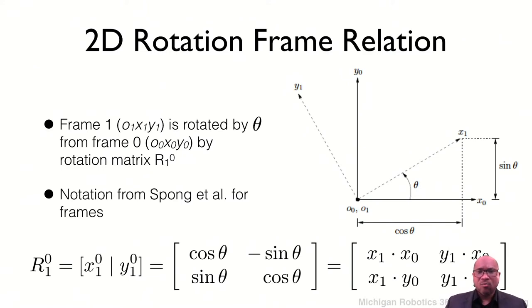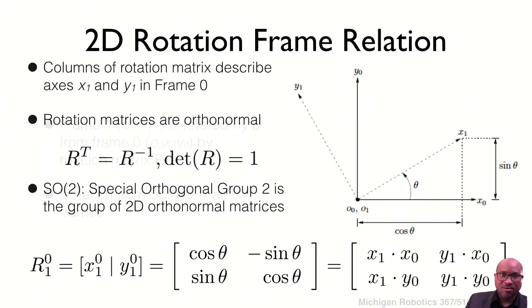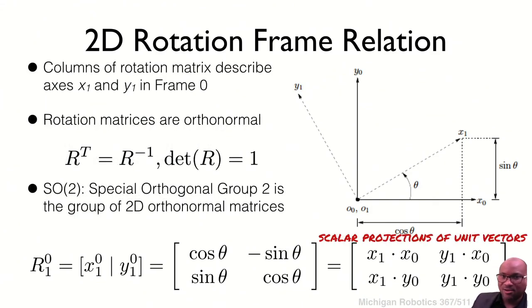So you'll see that notation throughout this course. And so when we're looking at this, we should note that the rotation matrix that we have here represents these multiplications that we have here. And so it takes this form. And there are nice things about this. We should note that these are really scalar projections of our unit vectors, the bases of the matrix. And the columns of this matrix describe these axes with respect to frame 1 and frame 0. So the columns of our rotation matrix represent the axes of X and Y in frame 1 with respect to frame 0.